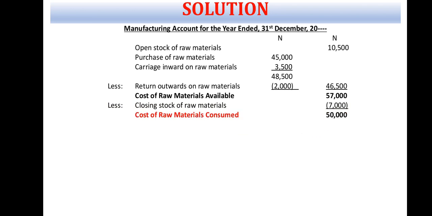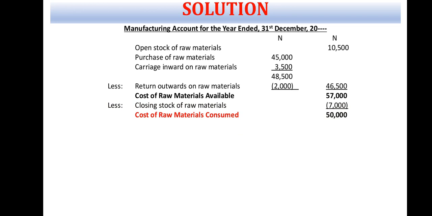So which means the total amount of raw materials used for production that year is 50,000 naira. So we are done with raw materials. Just like I said, if you remember under the format, I said direct materials, direct labor, direct expenses. So we are done with direct materials. Then the next thing is direct labor. To get our prime cost, do you have any information about direct labor?